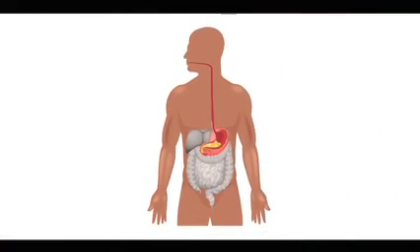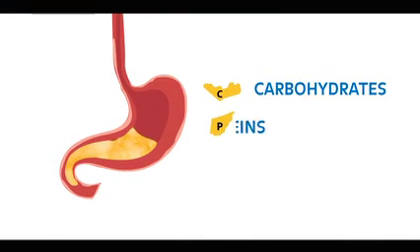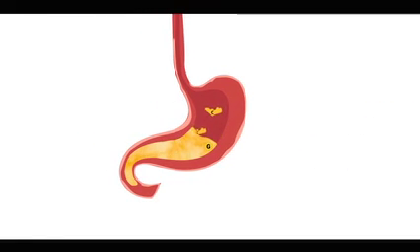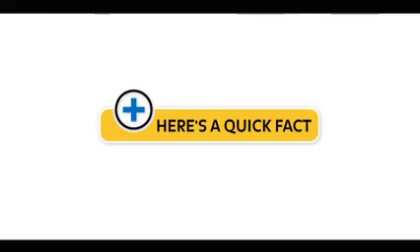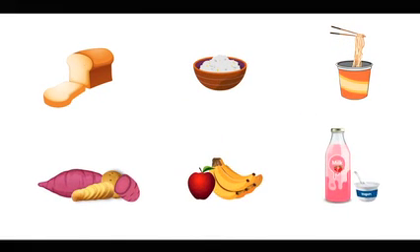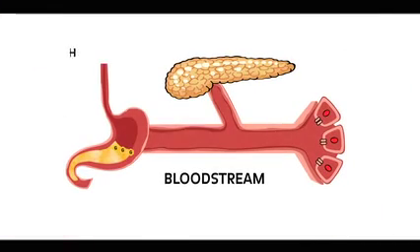When we eat, food travels to the stomach. Food is made up of three basic nutrients: carbohydrates, proteins, and fats. During digestion, most carbohydrate is broken down into a sugar called glucose. Here's a quick fact. Foods that contain large amounts of carbohydrates include bread, rice, pasta, potatoes, taro, fruit, milk, and yogurt.